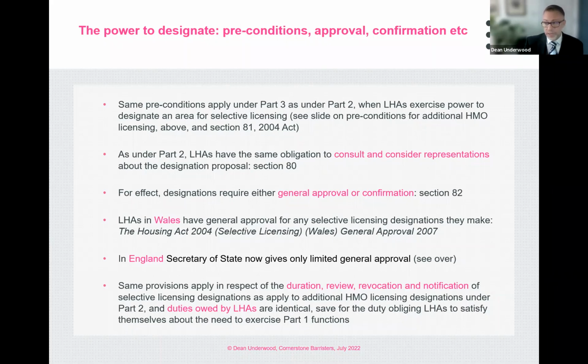Again, the same provisions apply in respect of the duration, the review, revocation, and notification of selective licensing designations as applied to additional HMO licensing designations, and indeed the general duties that are owed by local housing authorities are also identical, save as indicated for the duty that obliges local housing authorities to satisfy themselves about the need to exercise any Part 1 functions. That is not replicated in Part 3, reflecting, as I indicated previously, the fact that privately rented accommodation other than HMOs is considered to be of less risk to occupants and members of the public than HMOs themselves.